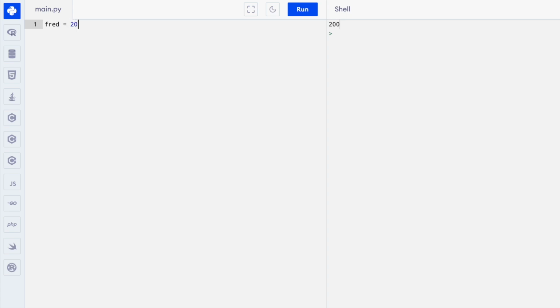Fred is equal to 200 and John is equal to Fred. So Fred is equal to 200 and John is equal to Fred. So therefore John must be equal to 200, right? Because Fred is equal to 200 and John is equal to Fred. Now I want to print John. And let's run this. And we are getting 200. This is the correct answer, right? Okay.